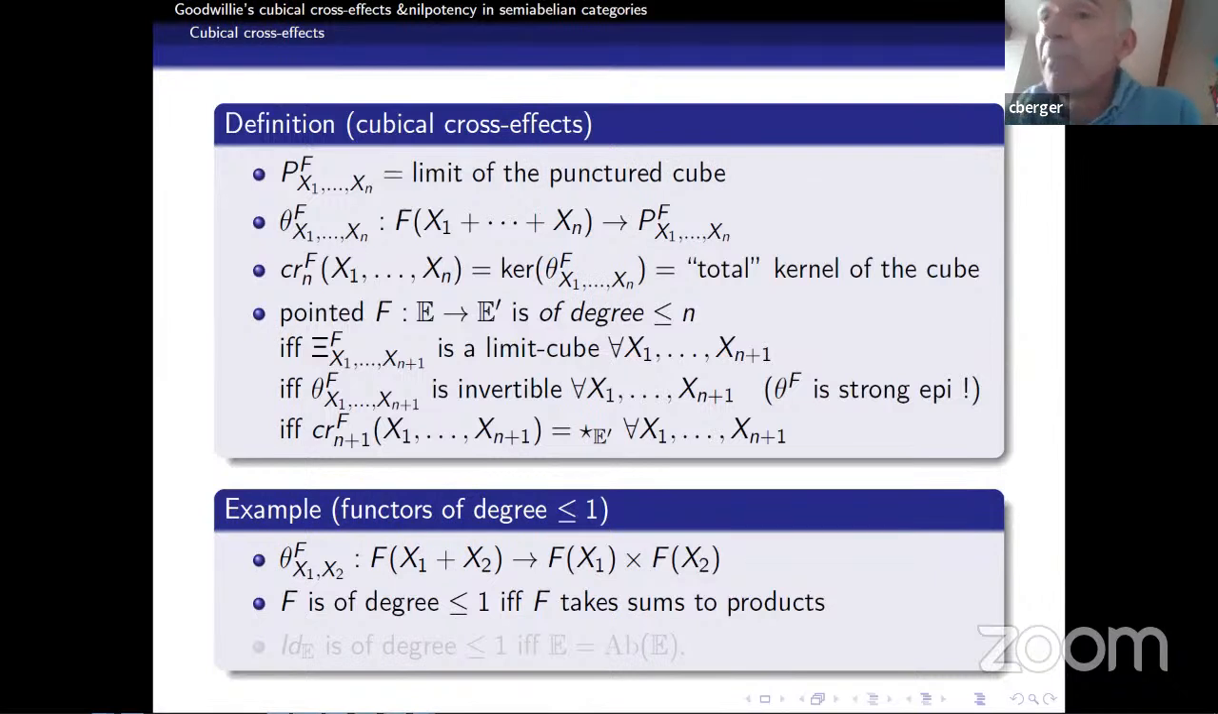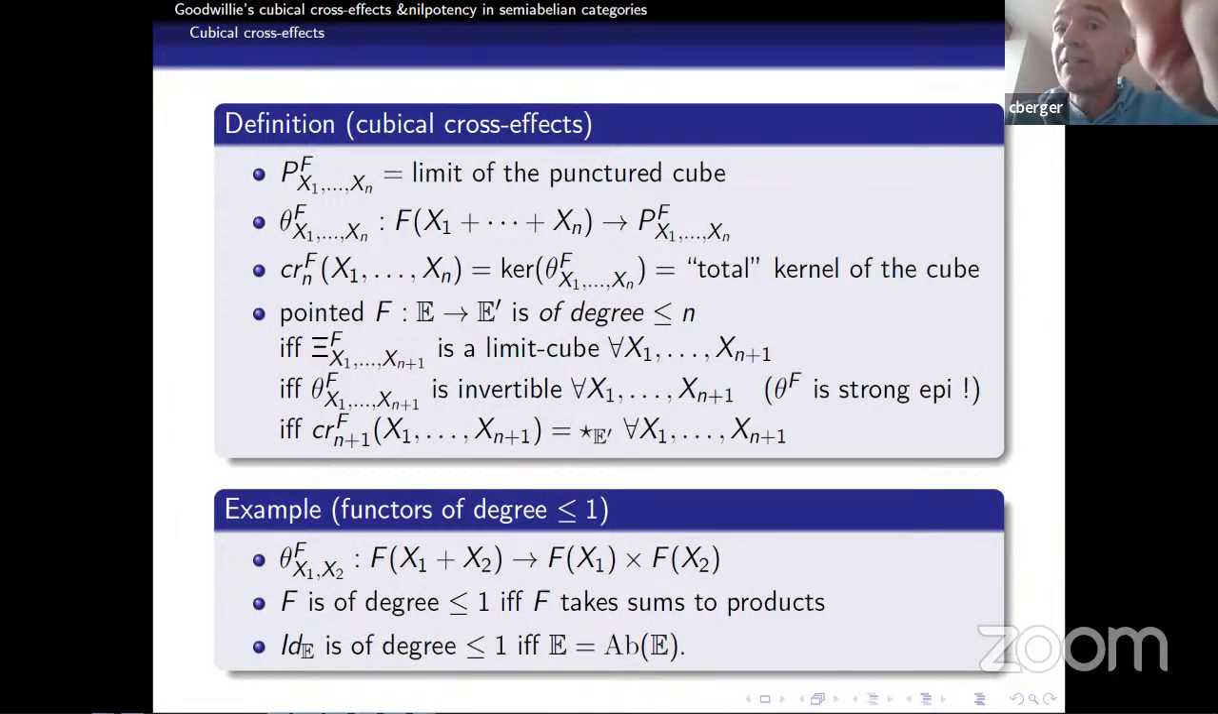So that is, somehow, the correct generalization of Eilenberg-MacLane's notion of degree 1 or of linear functors to a non-additive context. And another thing which is interesting is that if you look at the identity functor of your category, then the identity functor is of degree less than or equal to 1 if and only if x1 plus x2 is isomorphic to x1 cross x2. So you get back a biproduct. So this is, in the semi-abelian case, precisely the case when your category is actually abelian. So the identity functor of your category is of degree less than or equal to 1 if and only if your category is actually abelian.